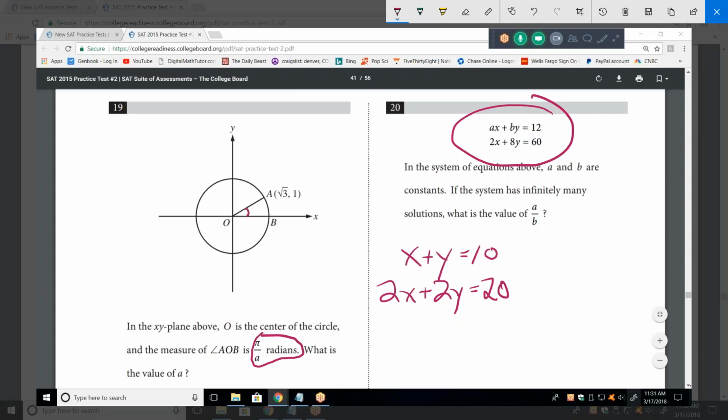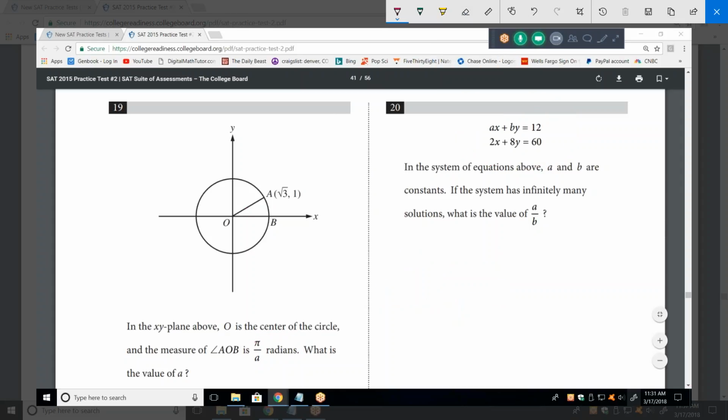So they're saying what produces infinitely many solutions? Well, what that means is that we need to figure out what makes the top equation the same as the bottom equation. The key is right there. What is the bottom equation been multiplied by?